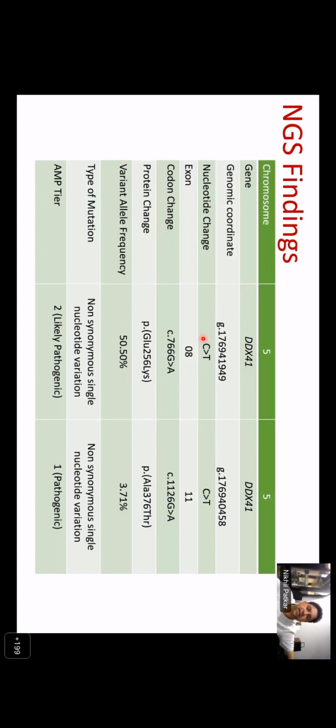And so to summarize the NGS findings, you have two mutations. These mutations are single nucleotide variations. So you can see C is changing to T, C is changing to T. So they are SNV kind of mutations. They are in the same gene. One is at a low VAF of 3.71, one is at a high VAF of 50%. And both of them are either pathogenic or likely pathogenic.